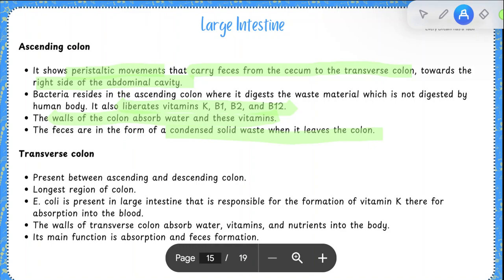Then coming to the transverse colon, it is present between the ascending and descending colon and it is the longest region of the colon. अब यहाँ पे E. coli present होता है which aids in the formation of vitamin K and वहाँ से उसकी absorption into the blood as well. So the walls of the transverse colon absorb water, vitamins and nutrients into the body, and the main function of this is absorption and formation of feces.